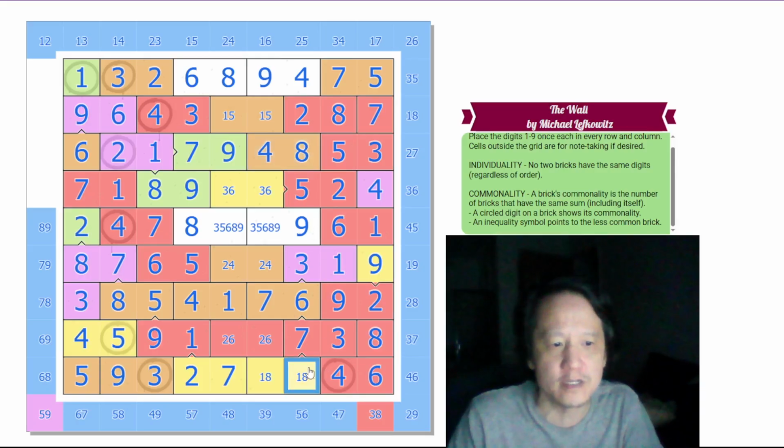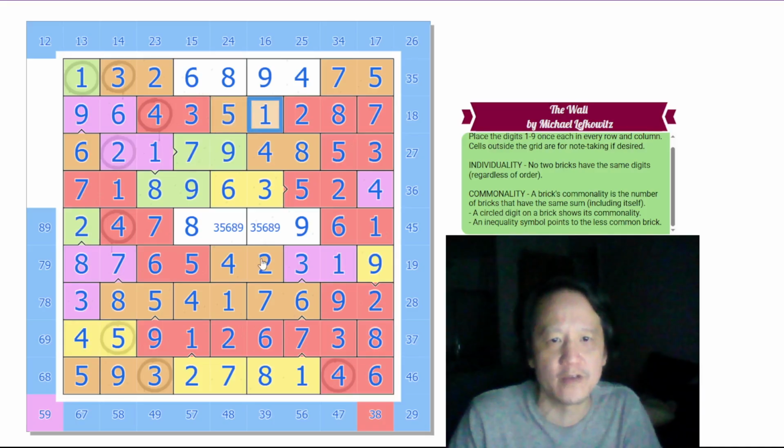8 eliminates 8 here, so it's 1 and 8. We are missing 5 and 9, so this must be 5. The 4 eliminates 4 here, so that's 2 and 4. 2 eliminates 2 here. 6 and 2. 6 eliminates 6 here. 3 and 6. 1 eliminates 1 here. 5 and 1.